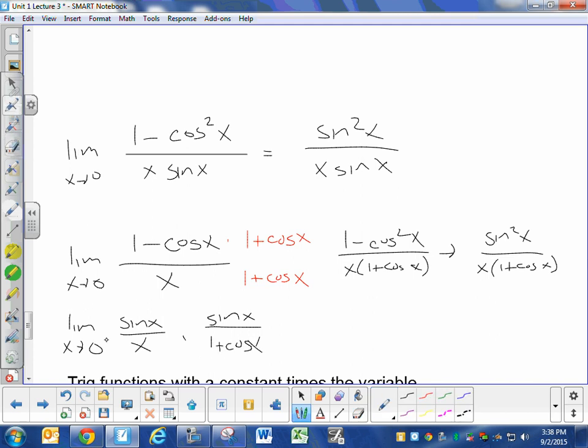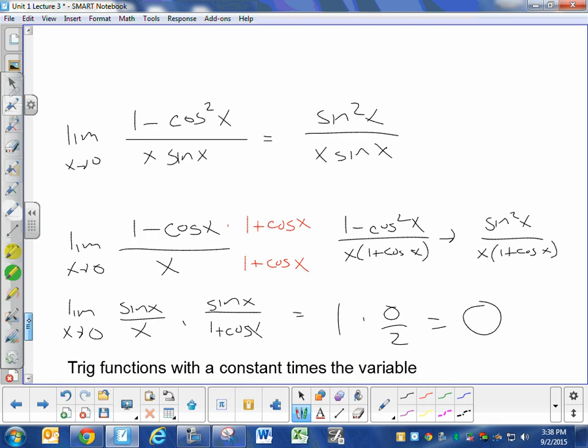This is 1. Plug in 0 here, you'd get 0 over 2. This is why that's 0. Okay? All right. Moving right along.